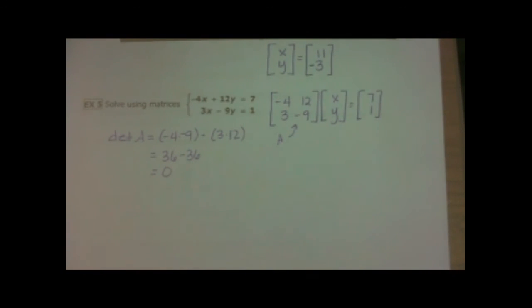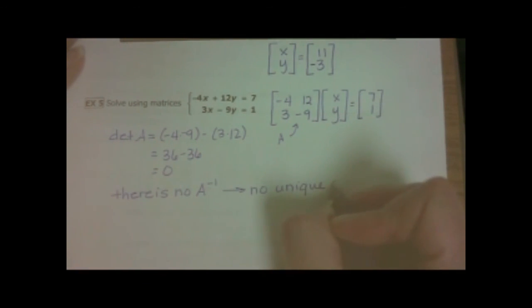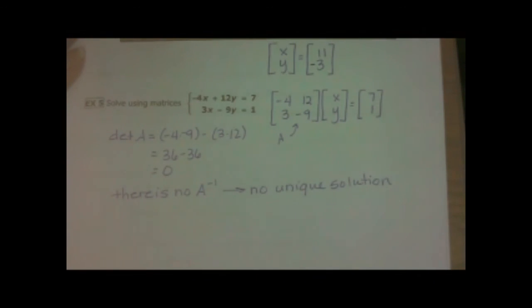Now, this is an issue for us because if we go to find the inverse, we're going to have to start with 1 over 0, which is not a number. All right? What this means for us is there is no inverse. There is no A inverse. What that tells us about this system is there is no unique solution. And by unique, they mean 1 point.